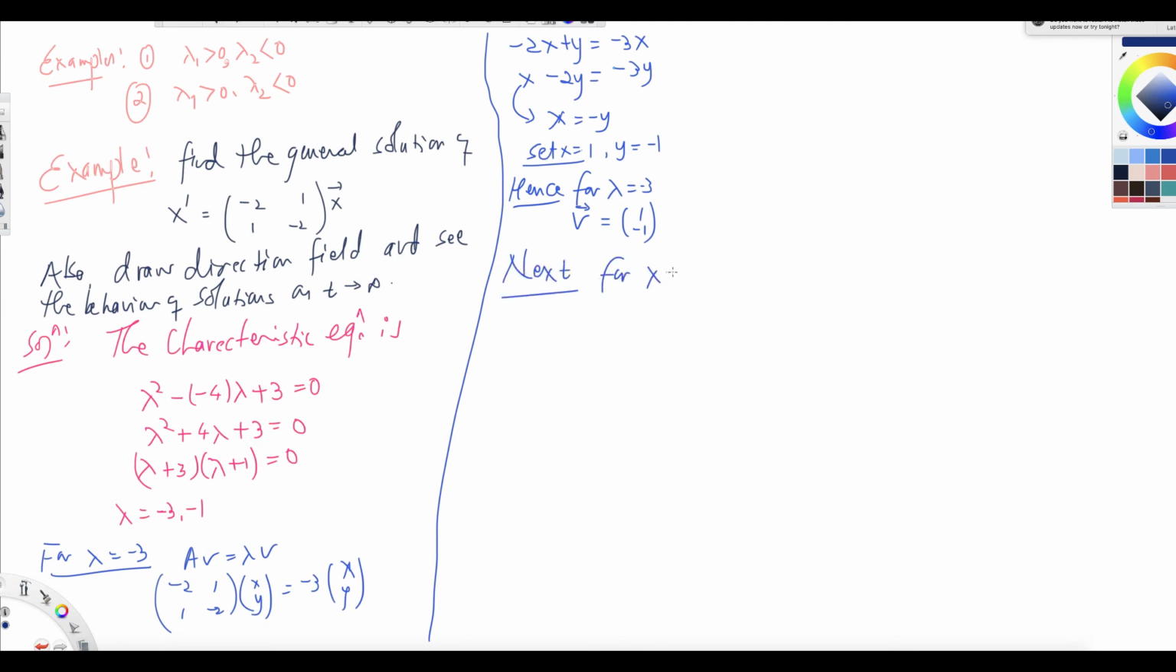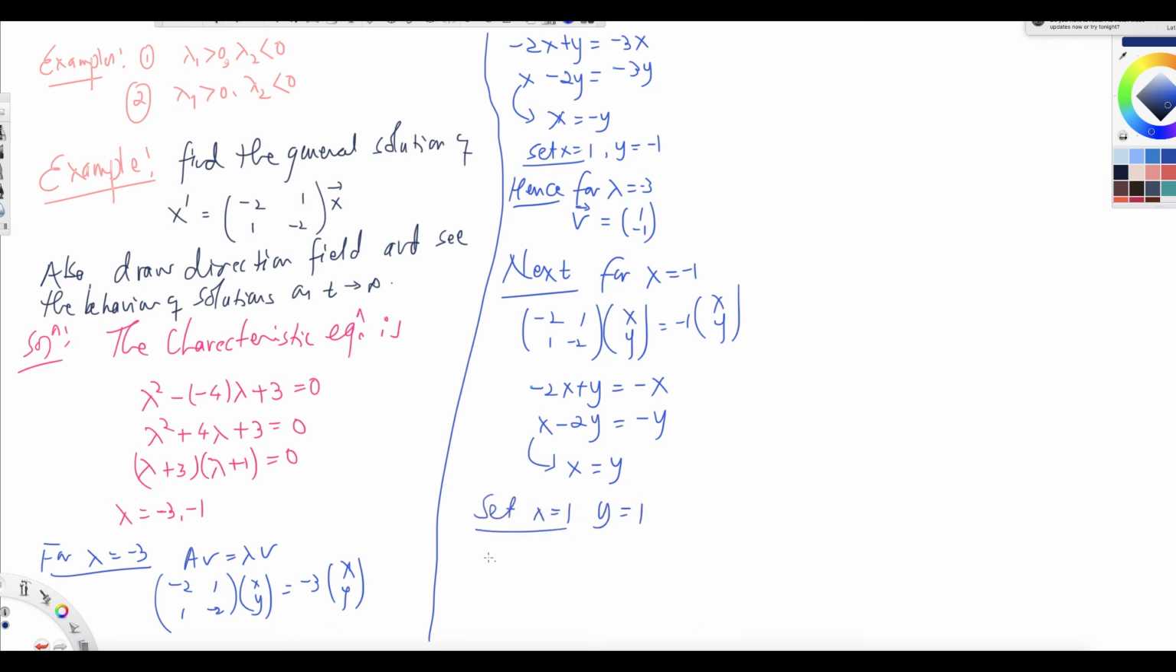Next, for lambda equals negative 1, what do you get? A v equals lambda v, negative 2, 1, 1, negative 2, times (x, y) equals negative 1 times (x, y). So you get negative 2x plus y equals negative x. Similarly, x minus 2y equals negative y. Let us pick that one. If you add y on both sides, you get x equals y. So set x equals 1, and you get y equals 1. Thus for lambda equals negative 1, the eigenvector is (1, 1).